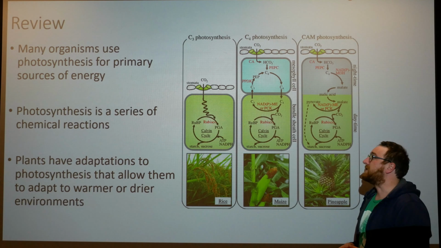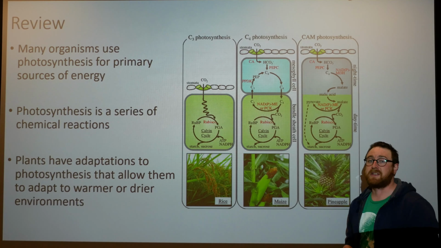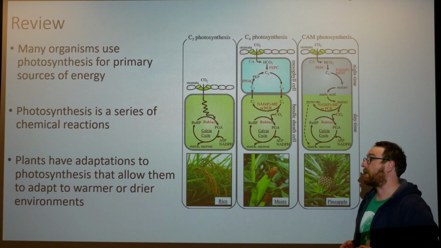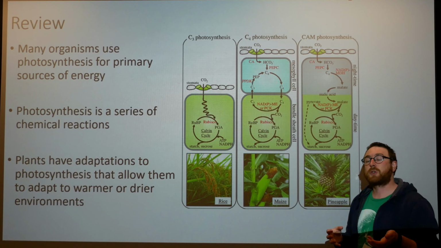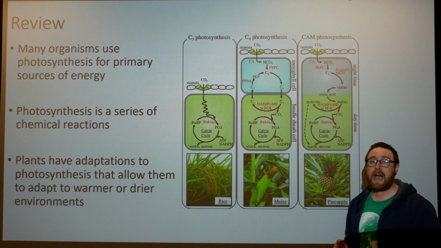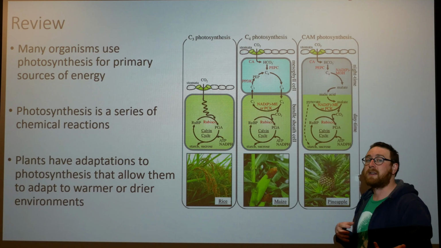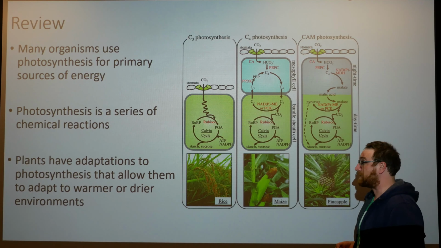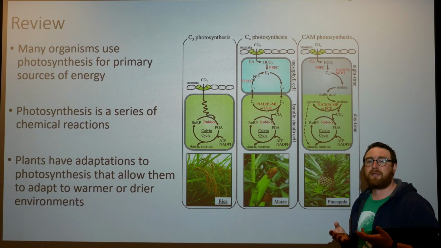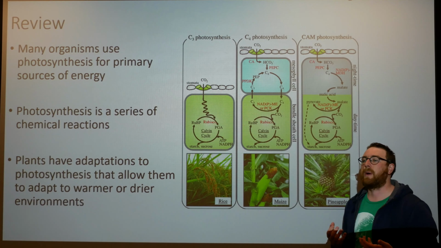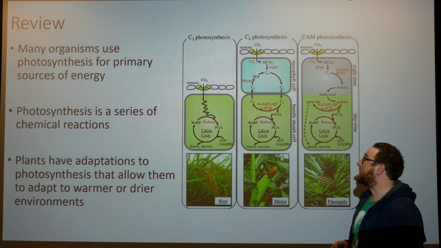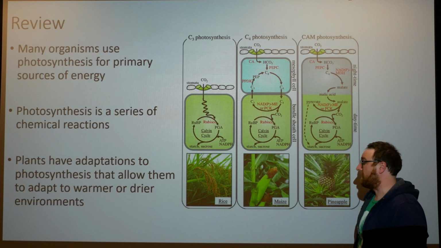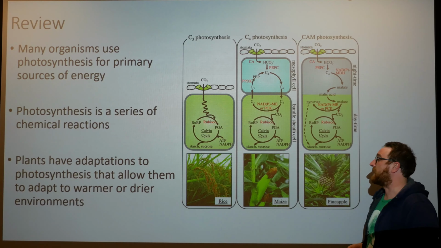So a quick review is that many organisms use photosynthesis, and not just plants out there. Everything from cyanobacteria, which are prokaryotes, to many different lineages of eukaryotes. And photosynthesis is really a series of chemical reactions, divided primarily into the light and the carbon fixation cycles. And plants really have had a lot of adaptations to get around some of the chemical limitations photosynthesis has. And they do this primarily through C4 photosynthesis and the CAM cycle.